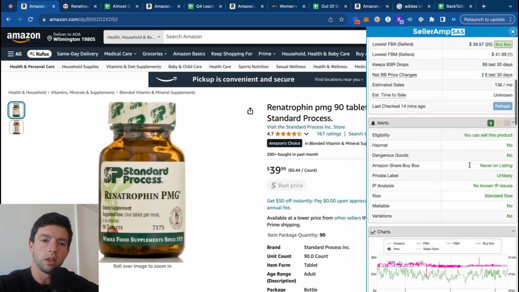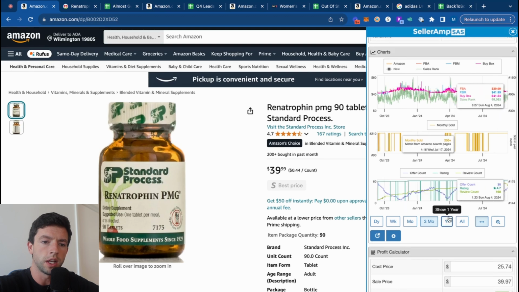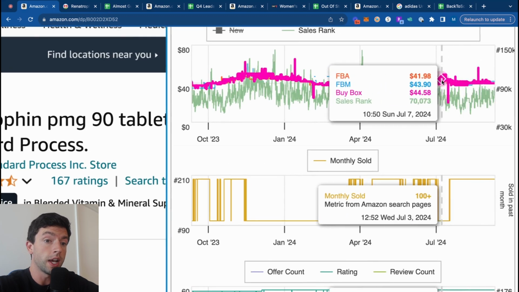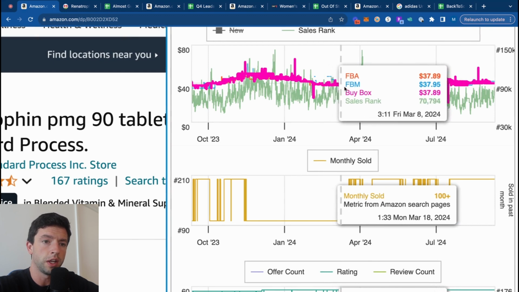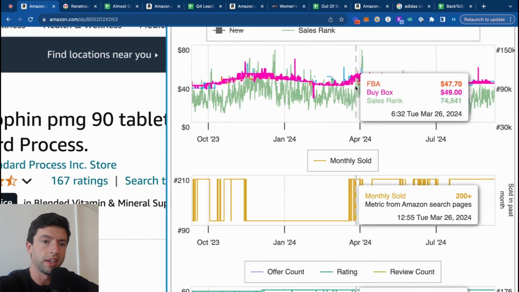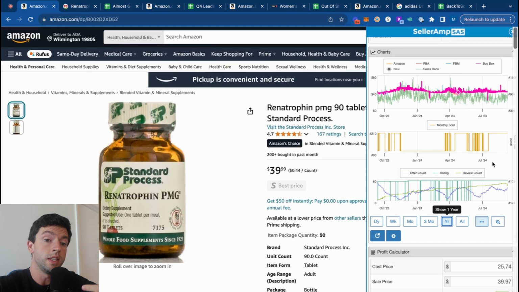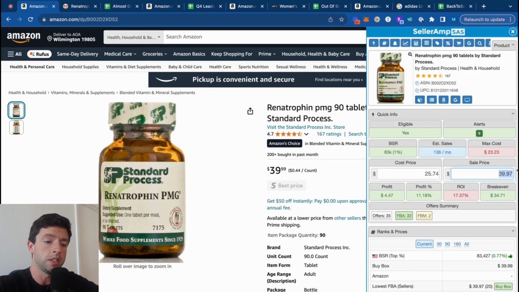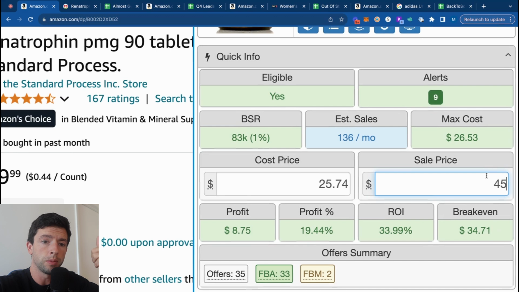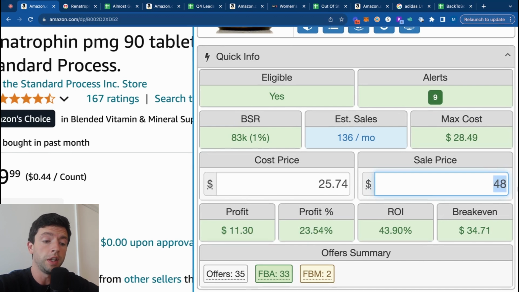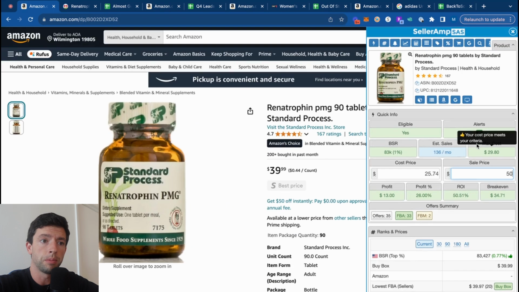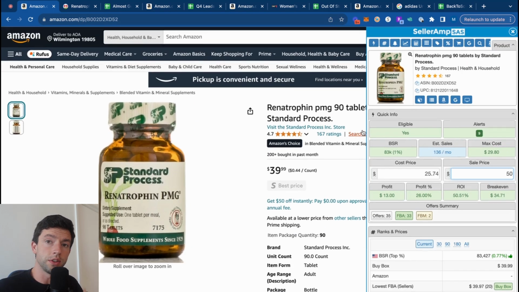However, if we take a look down here at the chart on Selleramp, at the year-long chart, we can see there's actually been a bunch of cases where this has been more expensive. Back in July, it was around 45. Back in April, it jumped up to like 47. And last Q4, when a ton of stuff goes up in price, this got up to about 48 bucks. So at least 3 different times in the past year, this has jumped above 30% ROI, or even closer to 40 or 50% ROI, closer to a $50 sale price.